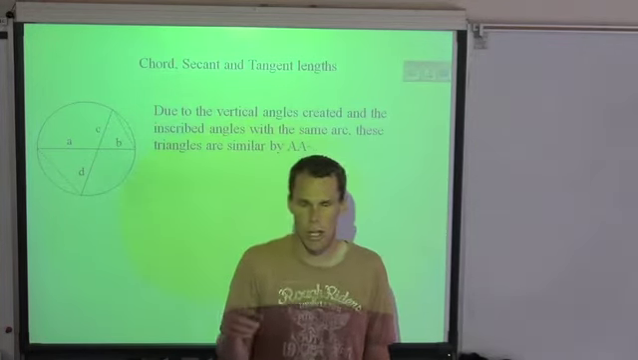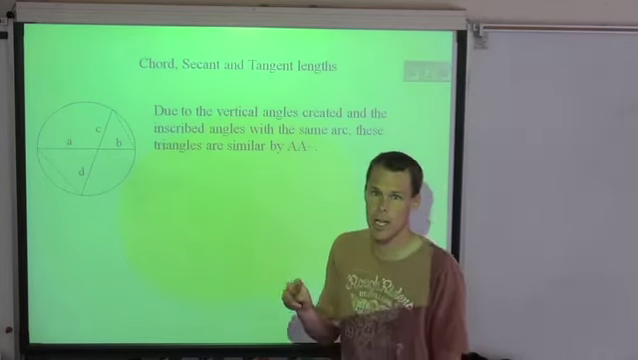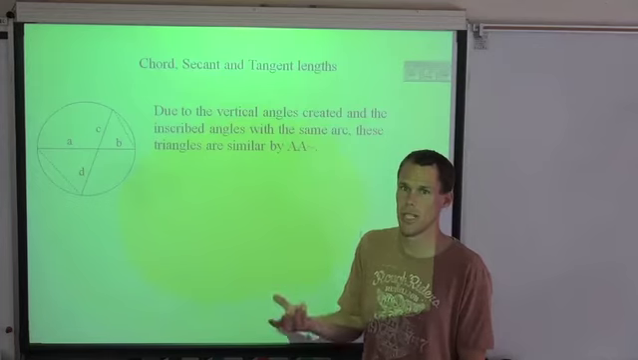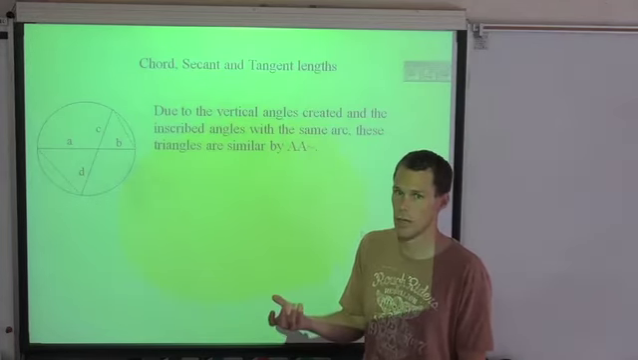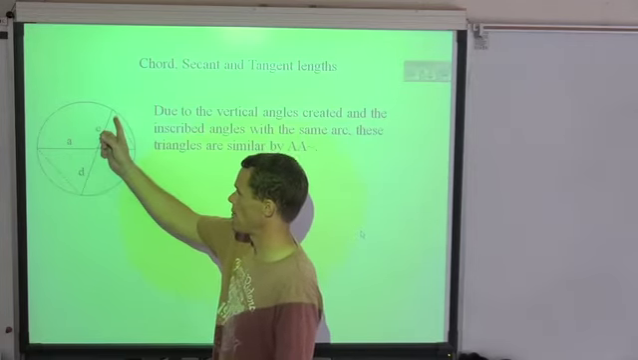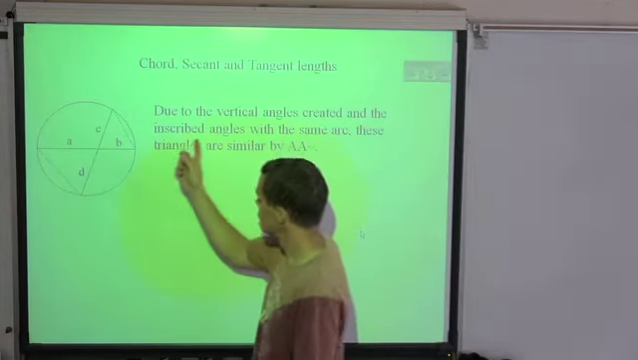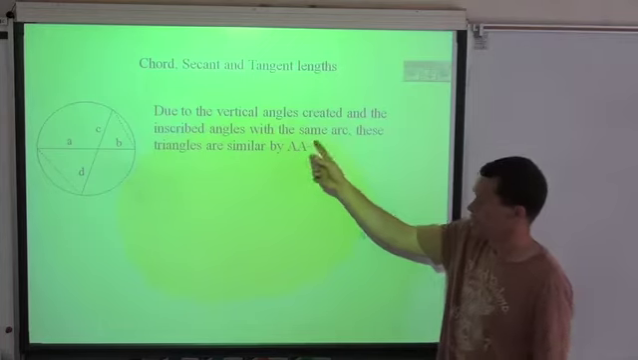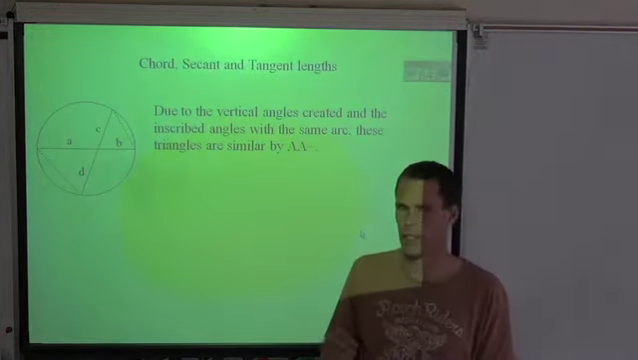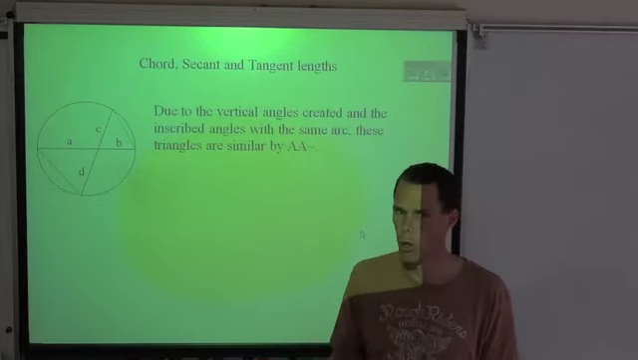And from Chapter 12, Section 3 about inscribed angles, we learned that if two inscribed angles open to the same arc, they are congruent. The vertical angles are congruent. The inscribed angles are congruent. So, due to this, these triangles are similar by angle-angle similarity. Triangles that are similar are proportional.